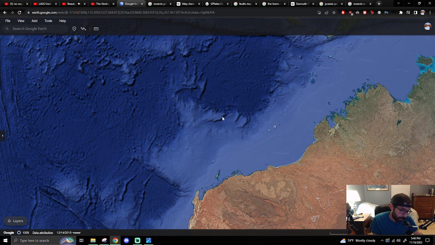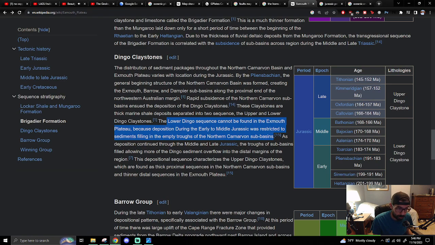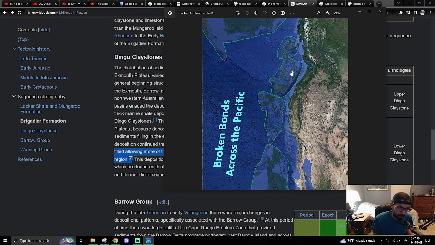So it flows into them, deposits the Lower Dingo Claystone, and once it fills the troughs, then it's able to sweep across the totality of the oceanic plateau, which is when the Upper Dingo Claystone begins. So as deposition continued through the middle and late Jurassic, the troughs of subbasins filled, allowing more of the Dingo sediment to overflow into the distal margins of the region, i.e. the southern ones, which are the ones in the north in this direction because it was flowing this way.